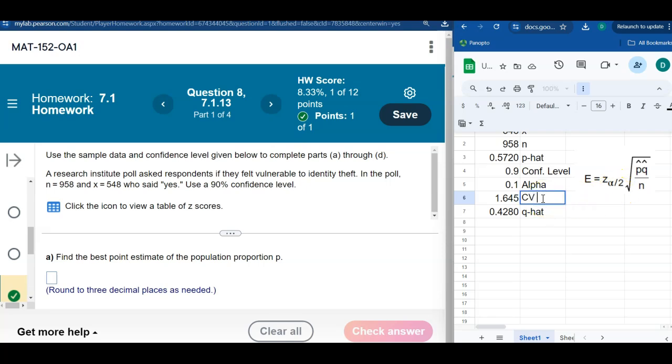Label it critical value, Z alpha over 2 if you want to, something like that, or just Z alpha over 2. Alright, but now we want the margin of error.